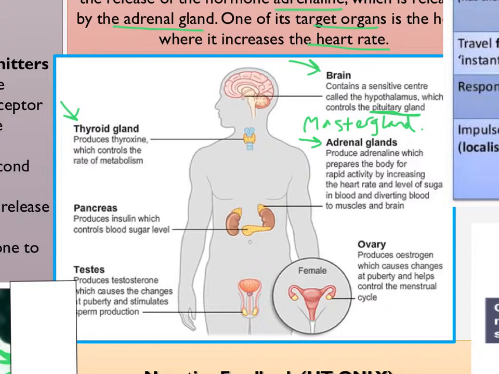The pancreas, you would have heard of the pancreas before when we looked at the digestive system, but in this case it's not about it producing enzymes, it's producing the hormone insulin, which controls your blood sugar level, and we're going to be talking about that in a bit more detail. And then we've got the testes, important for testosterone, for changes in puberty, and it also stimulates sperm production. And then finally the ovaries, and that's related to the menstrual cycle, and they produce estrogen, which causes, again, a change in puberty, but it does control the menstrual cycle.